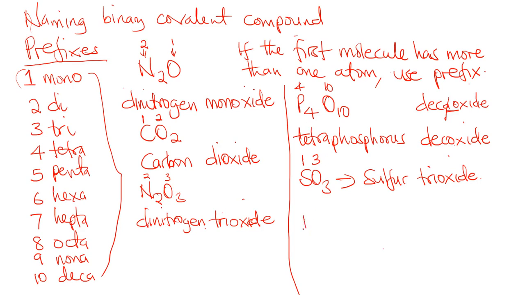Then we have NBr3. We have 1 nitrogen and 3 Br. So it becomes nitrogen tribromide.